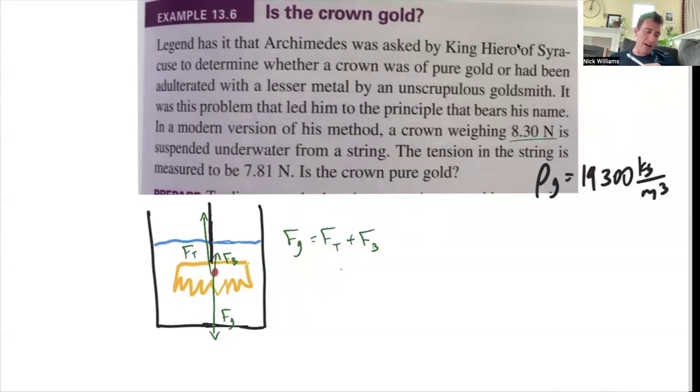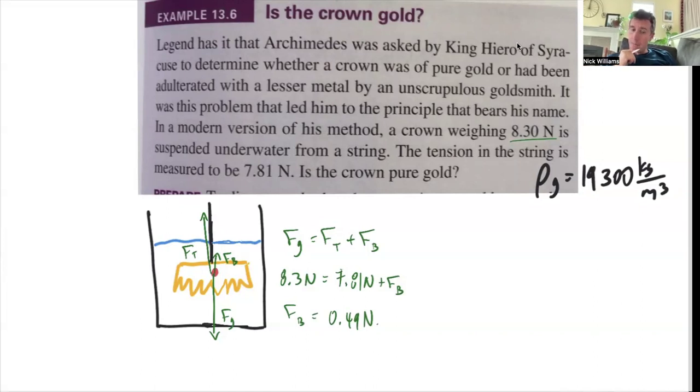8.3 is my force of gravity. So 8.3 newtons equals force of tension, 7.81 newtons, plus the force of buoyancy. And that can give me a force of buoyancy of 0.49 newtons. So I know how much buoyant force there is, but that doesn't actually tell me whether it's gold or not.